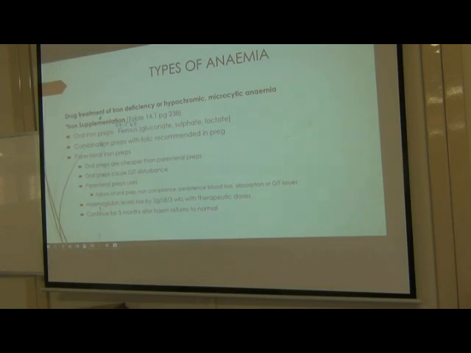The combination ones can be used. Folic acid can be combined with your ferrous, so in pregnancy it comes in very handy. It can also be combined with some other things apart from folic acid, so it can be used as a combination of more than one active ingredient.